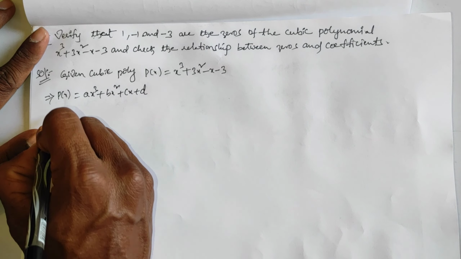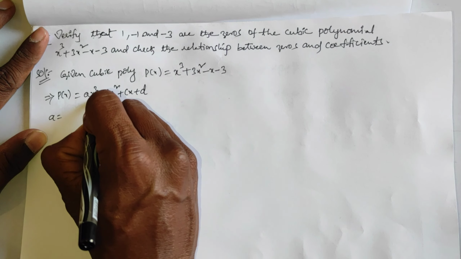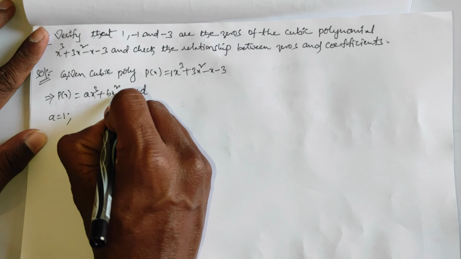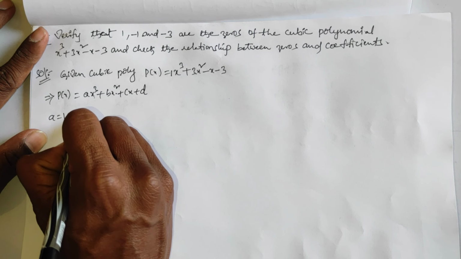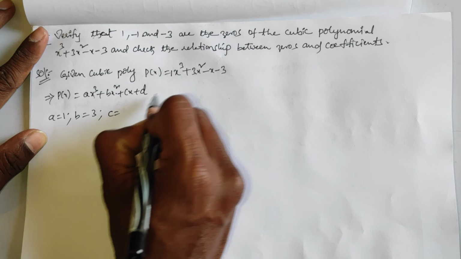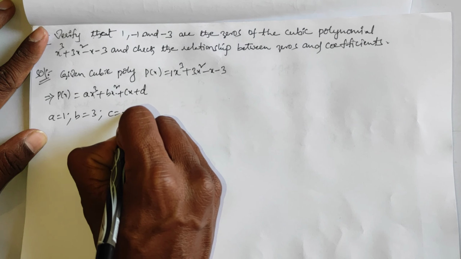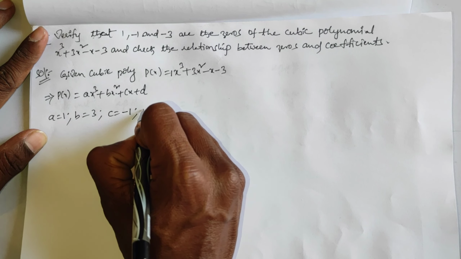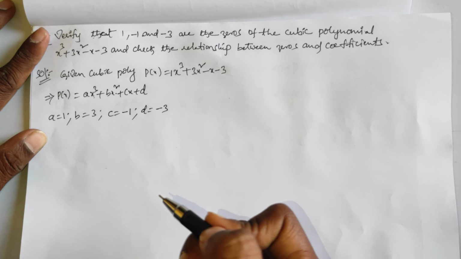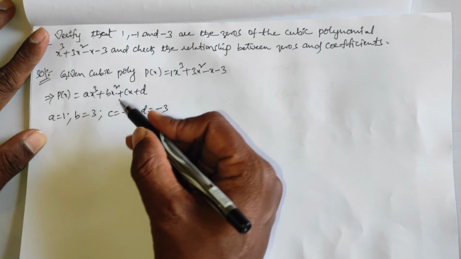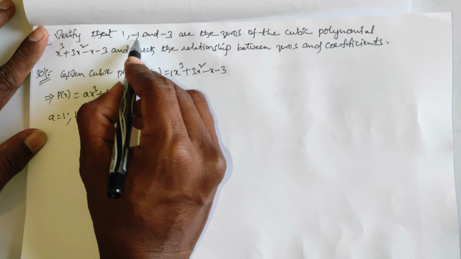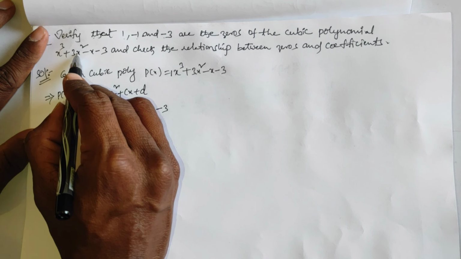Now compare here. a is nothing but the coefficient of x cube, which is 1 here. Then for x square, b is 3. The coefficient of x, you should consider as 1, with the minus symbol, so c is minus 1, and the constant d is equal to minus 3. So we are just comparing first. Now this is just a comparison, but what we have to do is verify that 1, minus 1, minus 3 are the zeros of this polynomial.